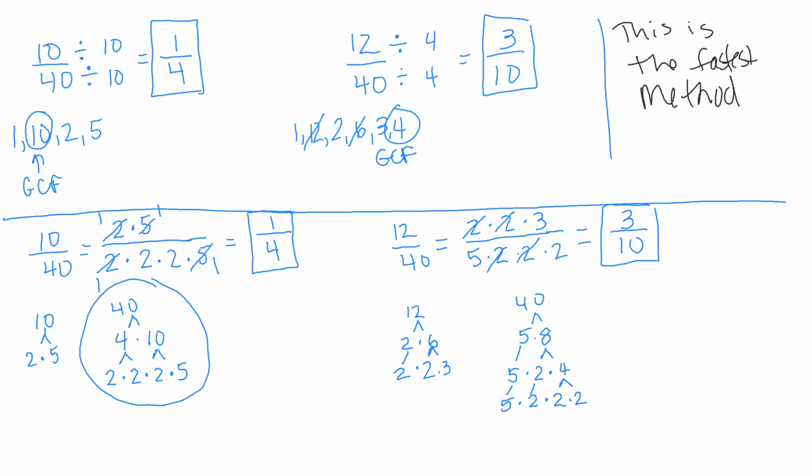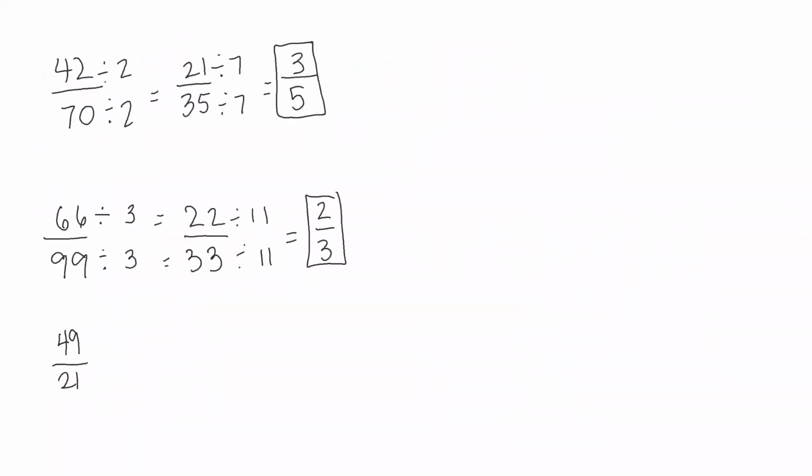So let's kind of do that process over here with 49/21. So factors of 21 are 1, 21, 3, and 7. Well, does 21 go into 49? No. Next largest factor is 7. Does 7 go into 49? Yes. So divide top and bottom by 7. Well, 49 divided by 7 is 7. 21 divided by 7 is 3. So the final answer would be 7/3.